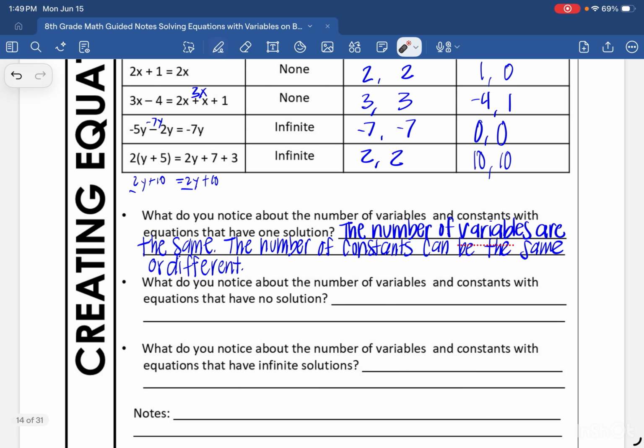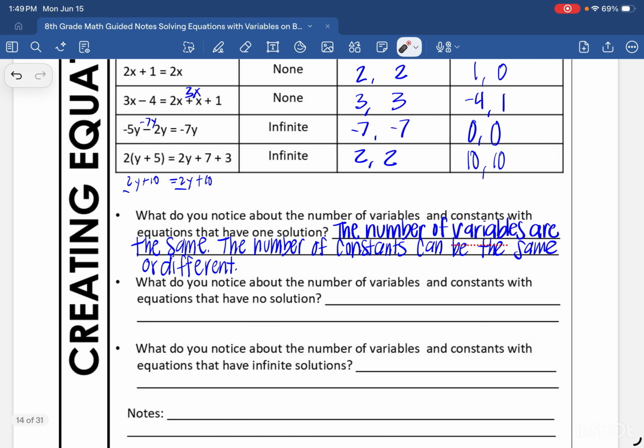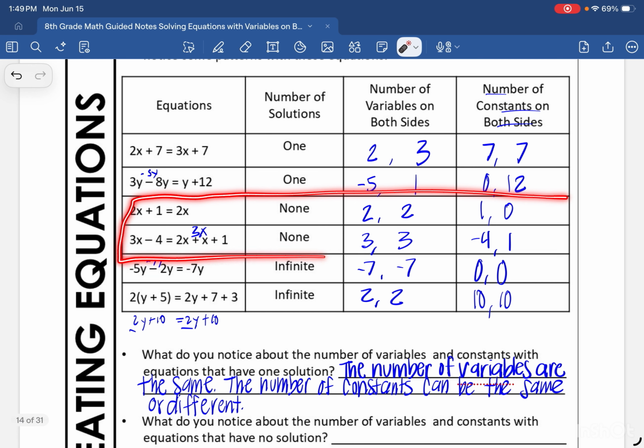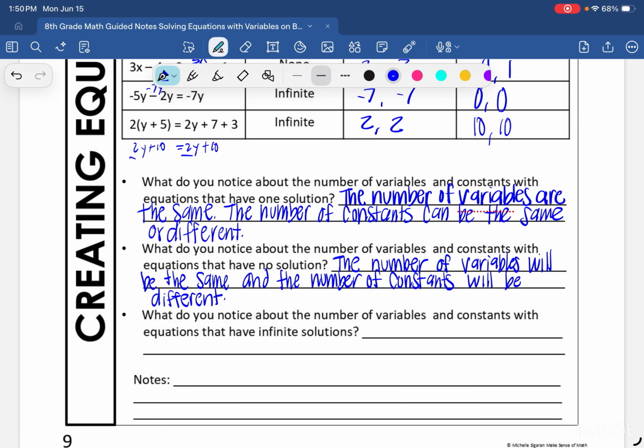Now I ask, what do you notice about the number of variables and constants with equations that have no solution? So if we look up here, the equations with no solution are the ones right here in the middle. And if you notice, the number of variables will be the same. The number of constants will be different. And this is true for all equations with no solution.